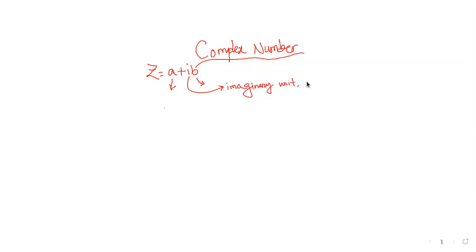So i is defined, i equal to root of minus 1. This is the convention. Similarly, you can write i square equal to minus 1, i cube equal to minus i, isn't it? i to the 4 equal to 1. So this is the cyclic value of i.